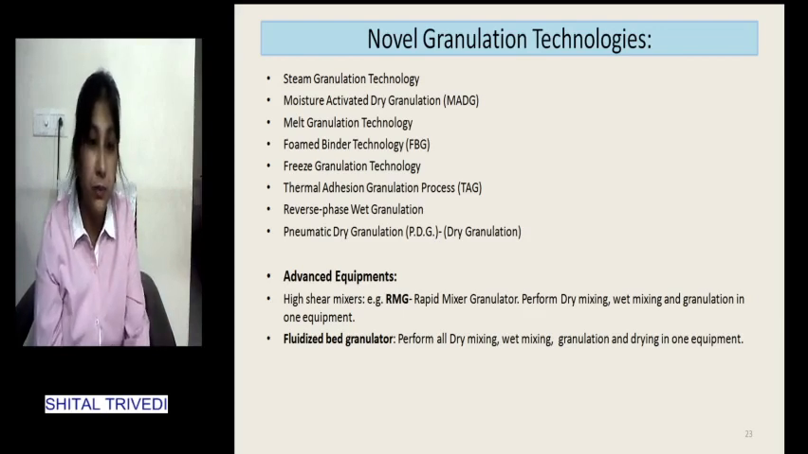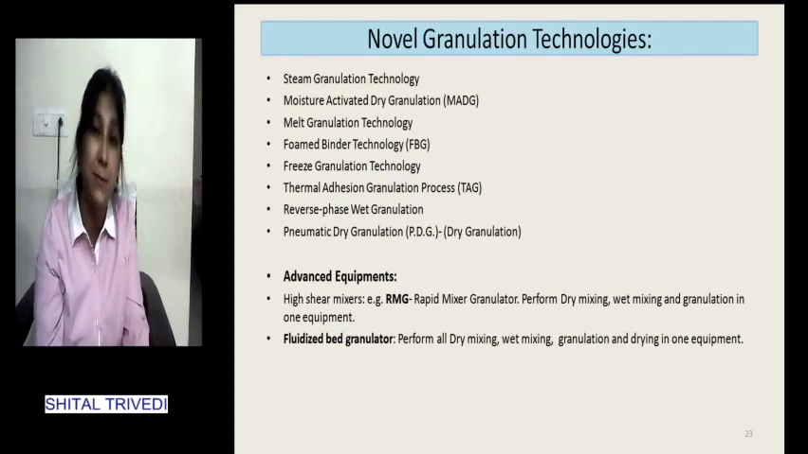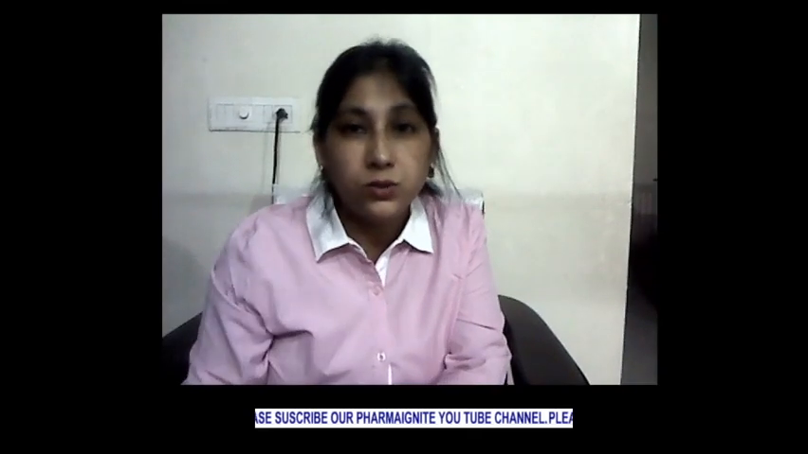Another modern equipment is the fluidized bed granulator. Now this is a very good, multi-purpose equipment, and in this the dry mixing, wet mixing, granulation and drying, all these steps can be performed together in the same equipment. So, conclusion: the method of manufacturing to be selected for a tablet depends on the property of the drug itself, then the property of the formulation blend, and the facilities available with the manufacturer.